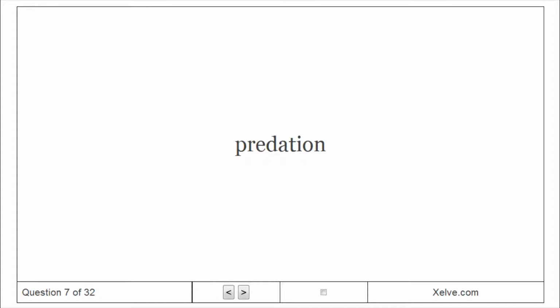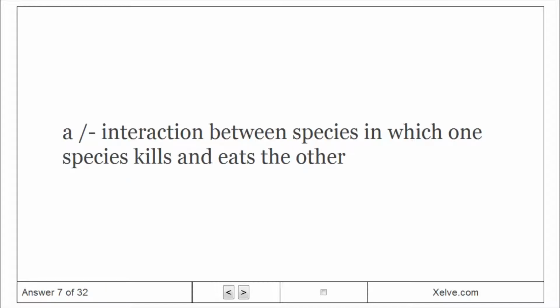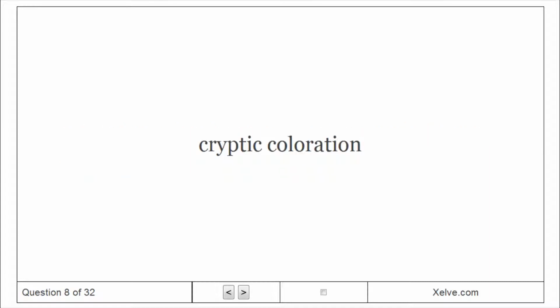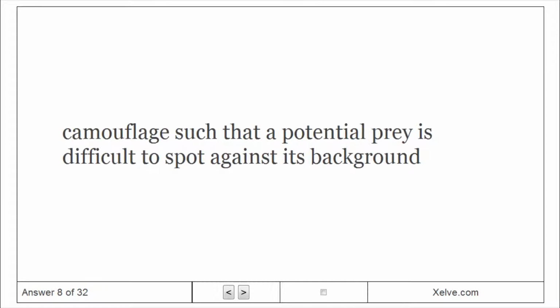Predation. An interaction between species in which one species kills and eats the other. Cryptic coloration. Camouflage such that a potential prey is difficult to spot against its background.